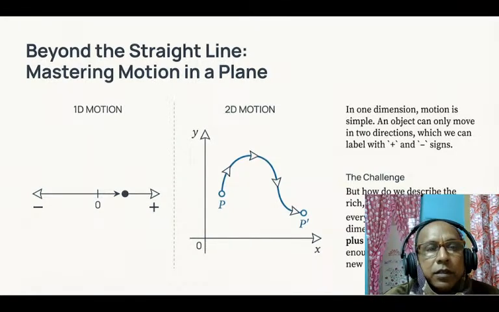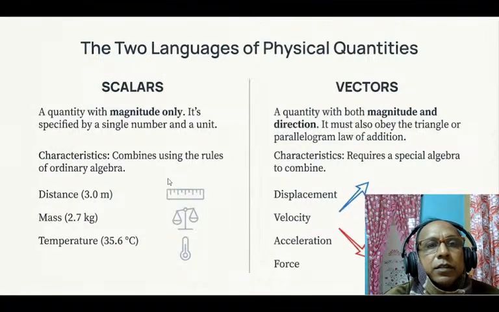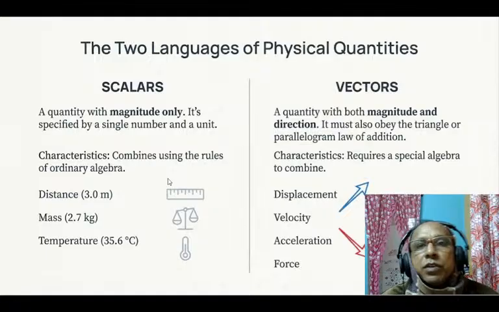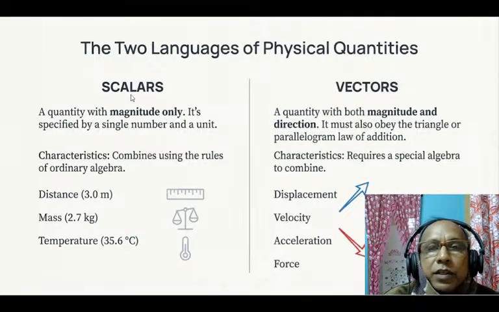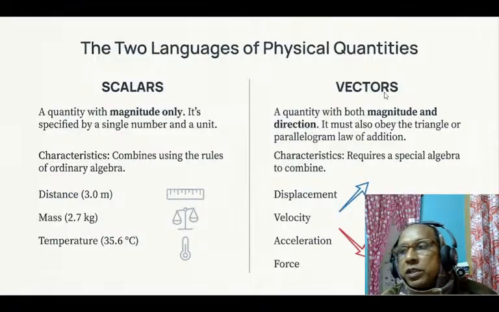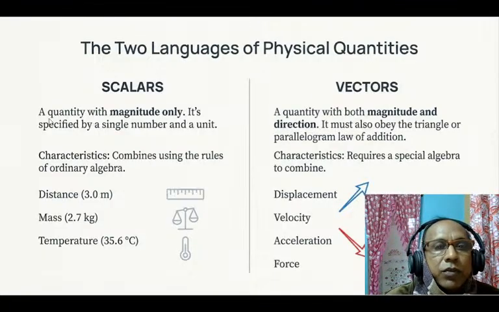Now you see what you get. The next one is the two languages of physical quantities. The first one is scalar quantity and the other one is vector quantity. A scalar is a quantity with magnitude only. It is specified by a single number and a unit. Its characteristic is that it combines using the rules of ordinary algebra.